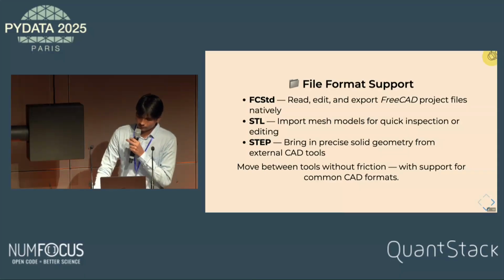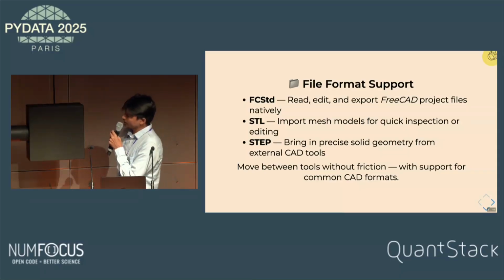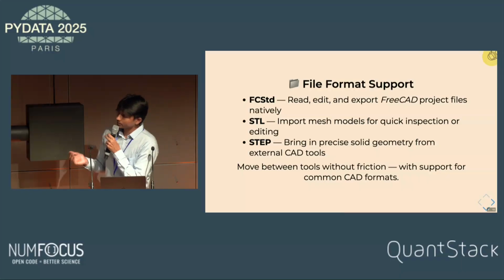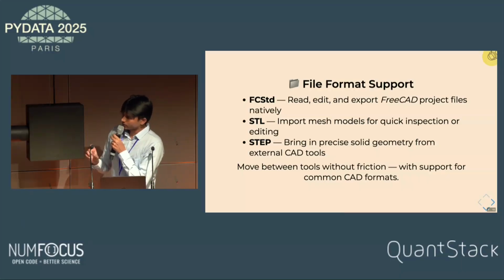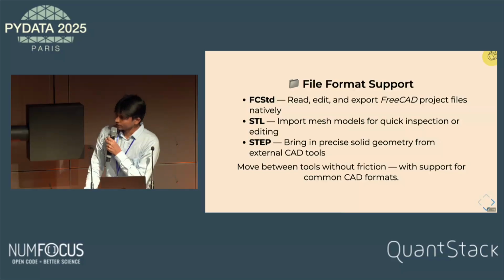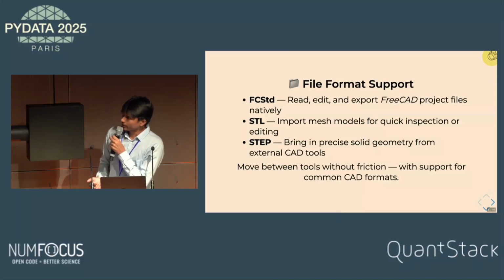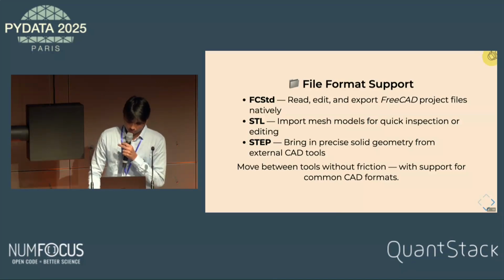And we also have support for STL and STEP files, which are mostly used for 3D printing. So you can import STL or STP files as JupyterCAD format. We have a simple format called .jcad, and you can import these files, edit them, and again export them back to STL or STP format and print them. And you can move between many tools without friction and with the support of all the usual CAD operations that you have in other tools.